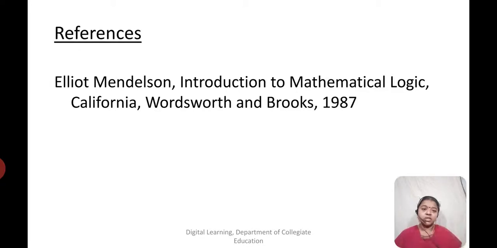The reference I've used is Introduction to Mathematical Logic by Elliott Mendelson. The publication is Wadsworth and Brooks in the year 1987.